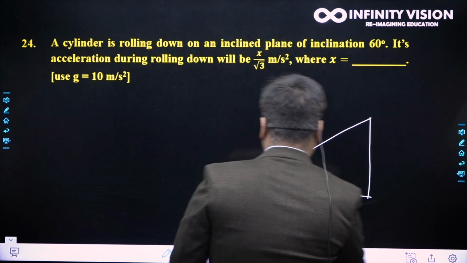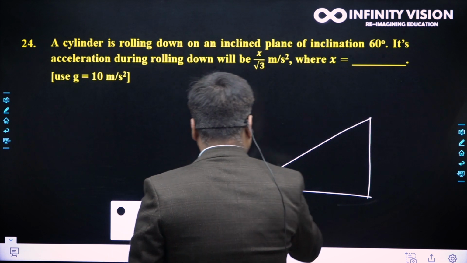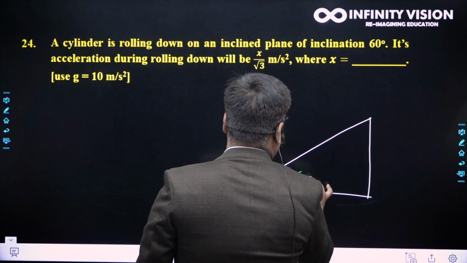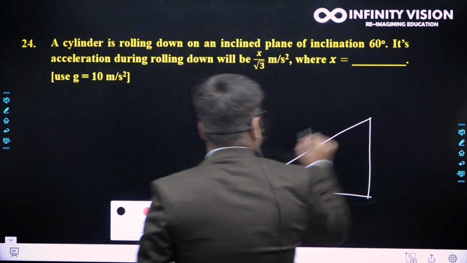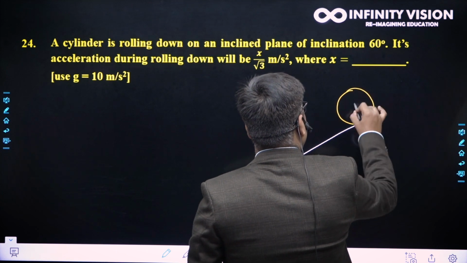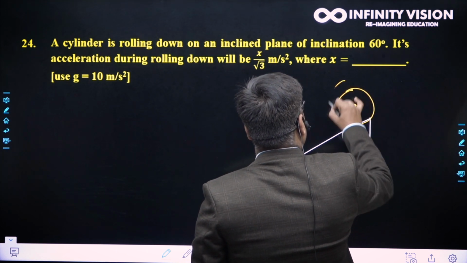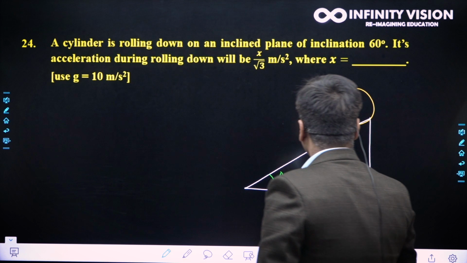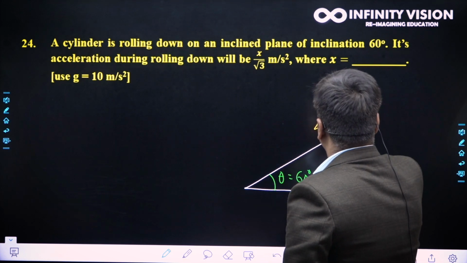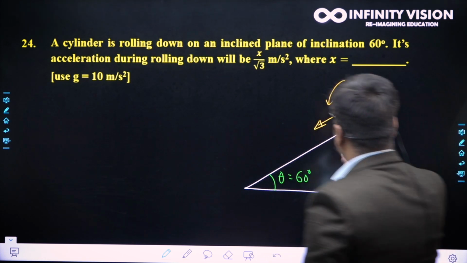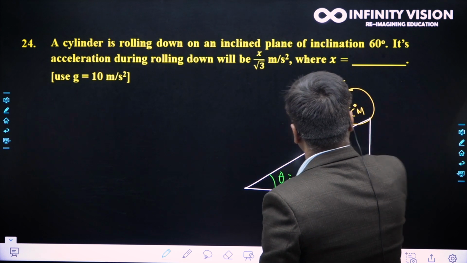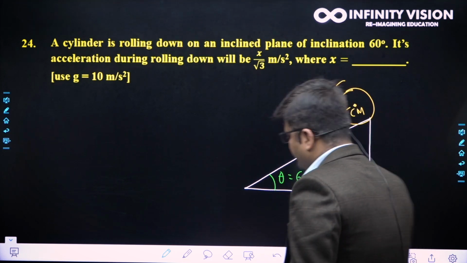This is the inclined plane whose inclination is theta is equal to 60 degree. And a cylindrical object is rolling down this inclined plane, so we have to calculate the acceleration of the center of mass. This is center of mass, this is acceleration cm. So it's a very basic question.